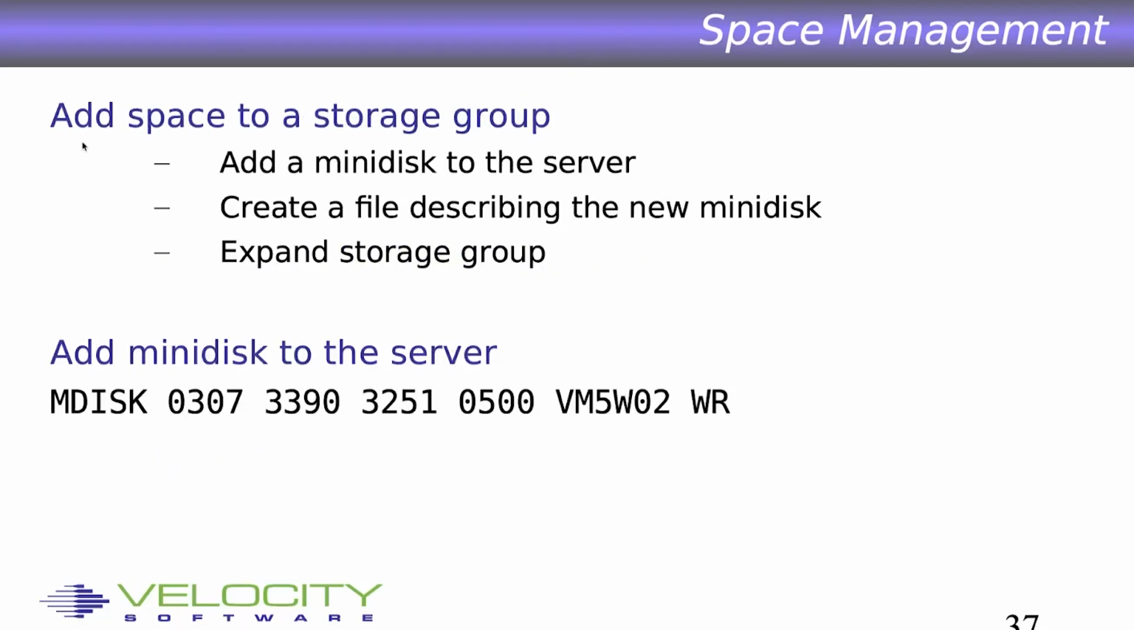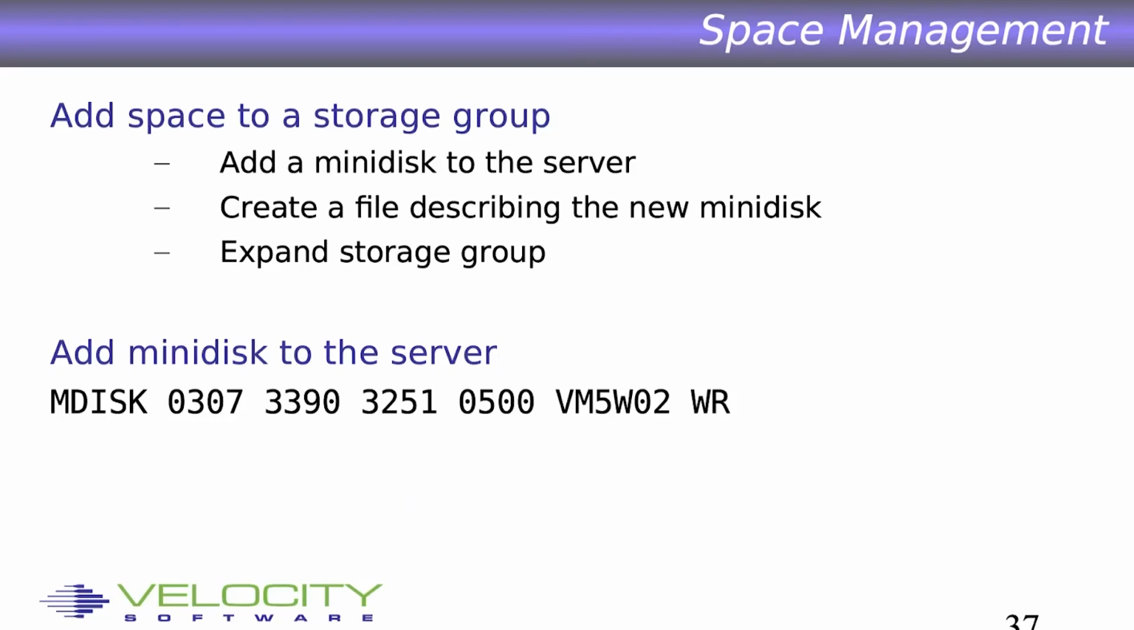To add space to a storage group, there's a few different steps. We add a minidisk to the file pool server virtual machine, we create a file describing the new minidisk, and we issue the fileserv command to expand the storage group. So it's a multi-step process.